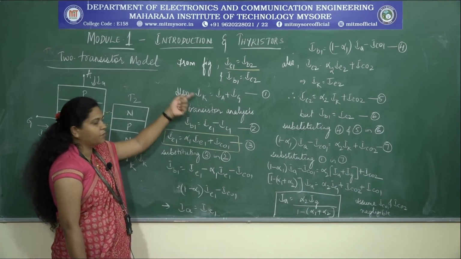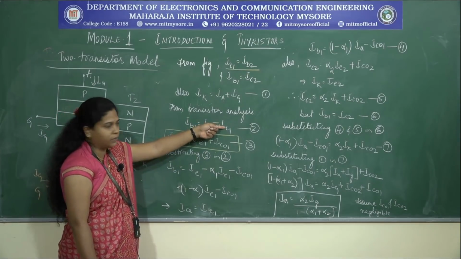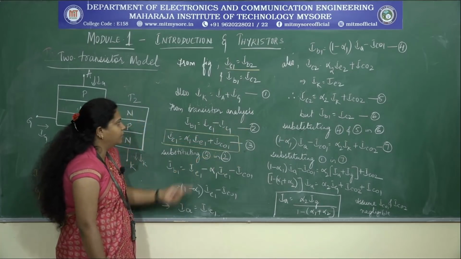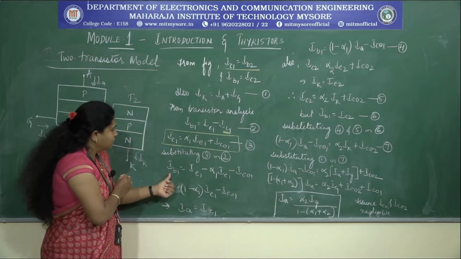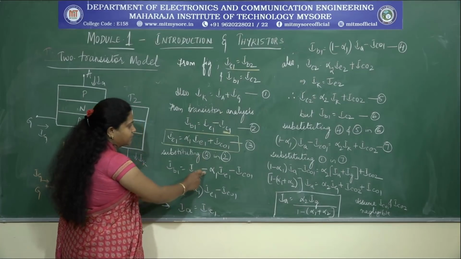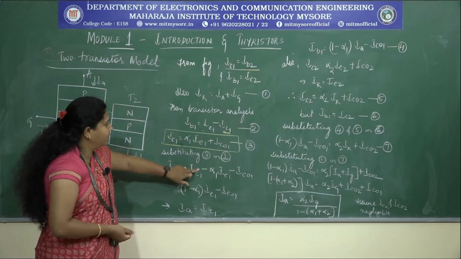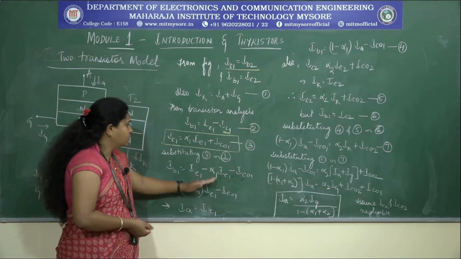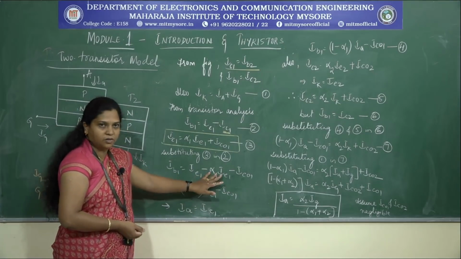Now, making use of all these equations, let us substitute this IC1 in the above equation. Substituting equation 3 in equation 2, what do we get? Instead of IC1, replace it by this equation. So you will get IB1 is equal to IE1 as it is, minus alpha 1 IE1 plus ICO1. Now you can have the common factor here, IE1 is a common factor.